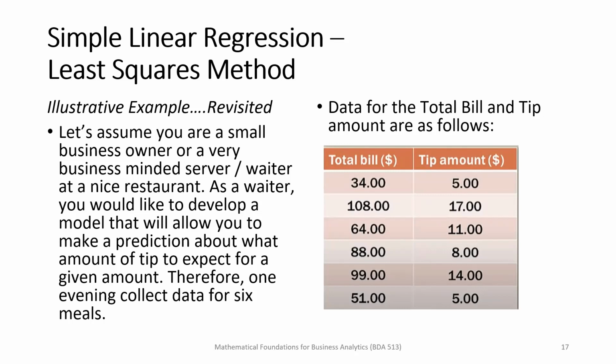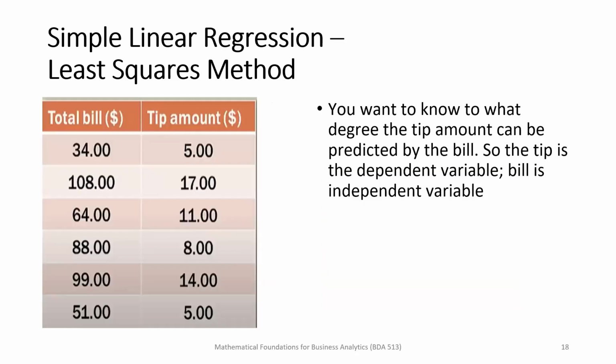So the first person spent $34 on their meal and gave a tip of $5. Somebody spent $108 on a meal, gave a tip of $17. $64, gave a tip of $11. $88, gave a tip of $8, and so forth, up to $51 on a meal, and gave a tip of $5. Okay. So we have this data now.